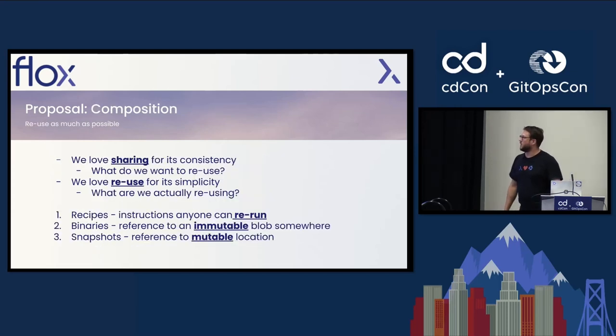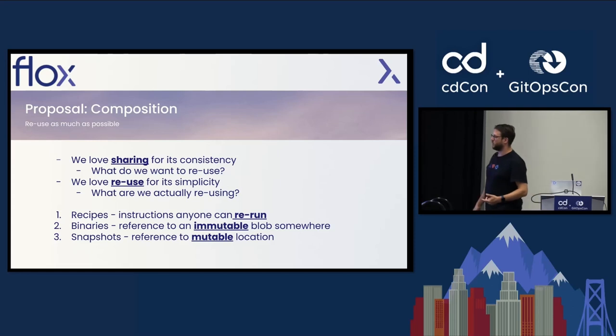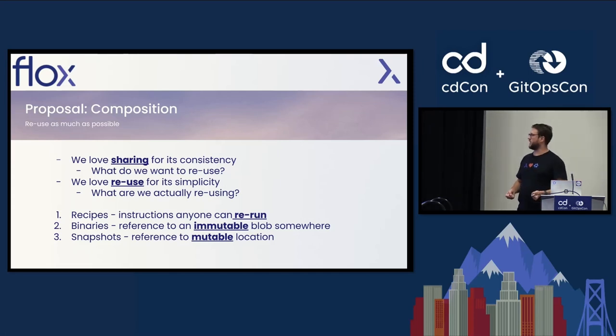All right. But fundamentally, I want to bring up this problem that we need composition, right? It seems like we've often fallen away from this. So we want to do sharing. We need to figure out, well, what are we trying to reuse? What's the simplicity we're aiming towards? And I called out three categories of stuff that we want to be able to reuse and have sharing with.